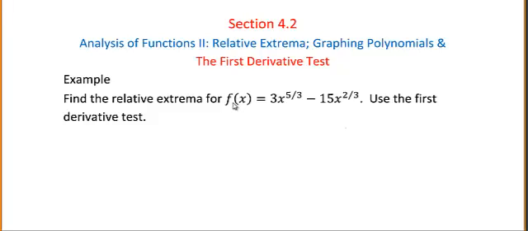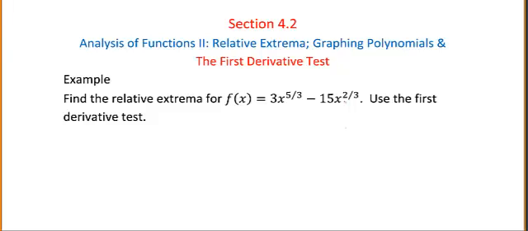Okay, this will be a third example of us using the first derivative test to determine if a critical point yields a relative maximum or a relative minimum. So let's take a look at this function f of x. f of x is equal to 3x to the 5/3 minus 15x to the 2/3.